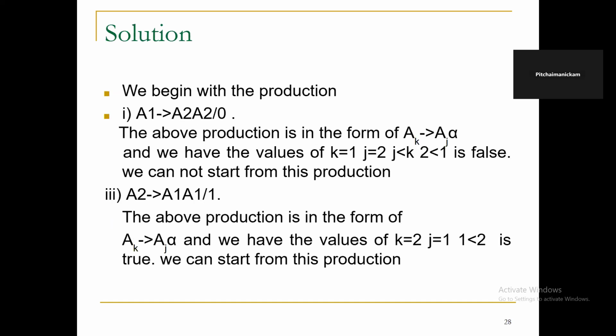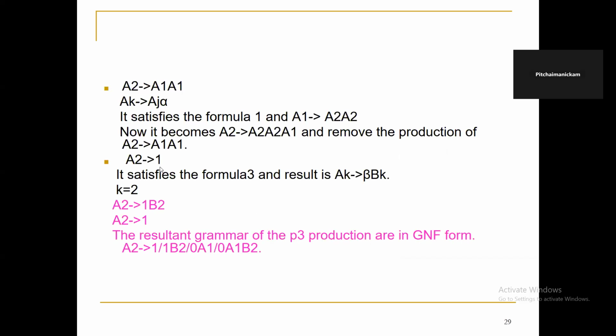We begin with the production A1 derives A2 A2 | 0. The above production is in the form Ak derives Aj alpha, where j value is 2 and k value is 1. The condition 2 less than 1 is false, so we cannot use this production. Now come to A2 derives A1 A1 | 1. This production is also in the form Ak derives Aj alpha, so we have to find the values of k and j. Here k is equal to 2 and j is equal to 1. The condition 1 less than or equal to 2 is true, so we can use this production.